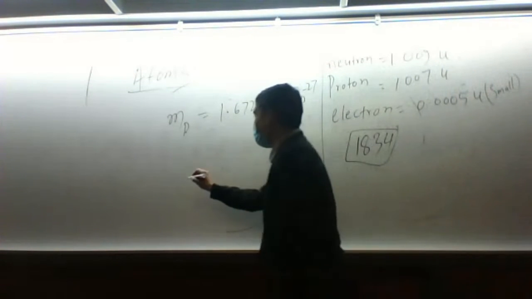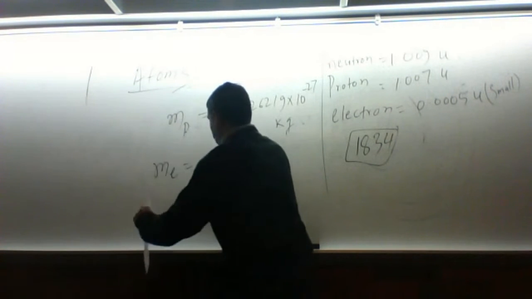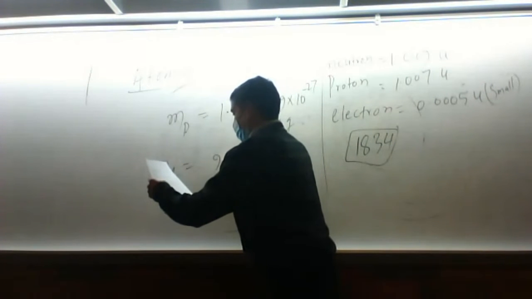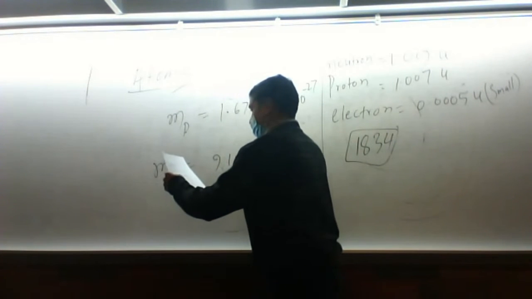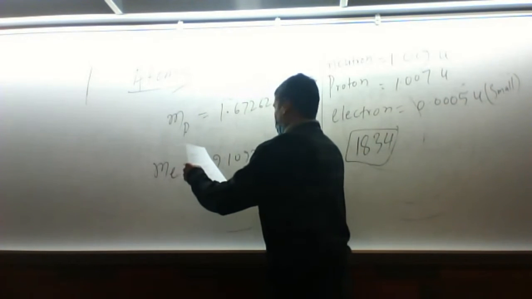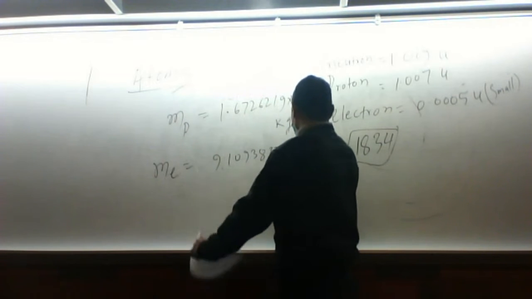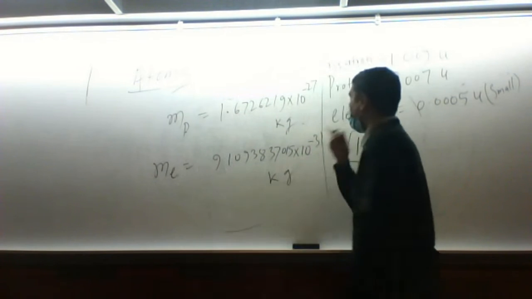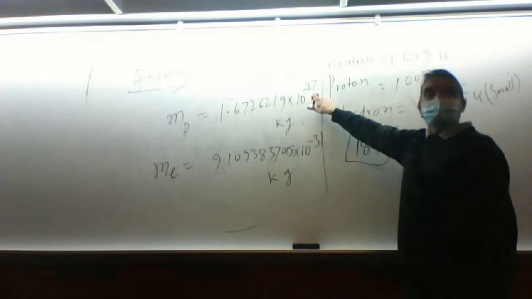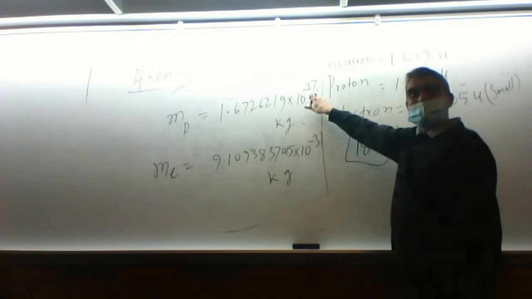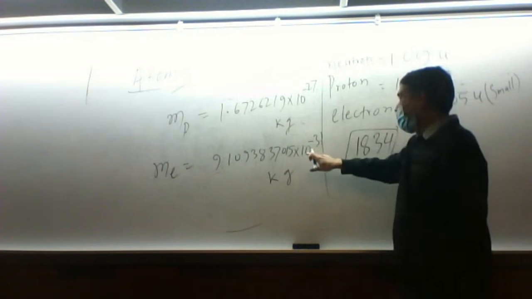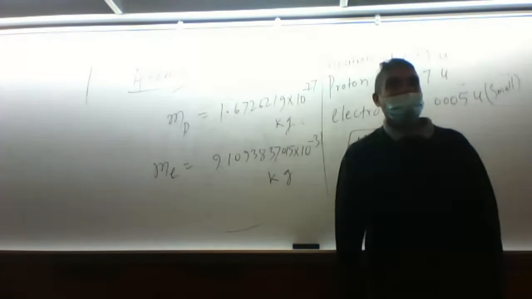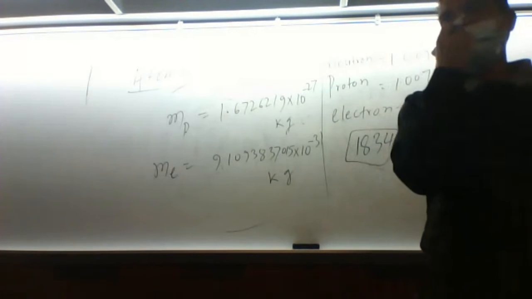How about the mass of the electron? It's 9.109337015 times 10 to the power minus 31 kilogram. You see that? Minus 27 is a big number, right? But minus 31 is really small.